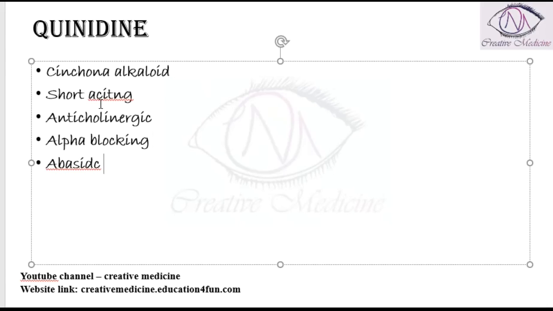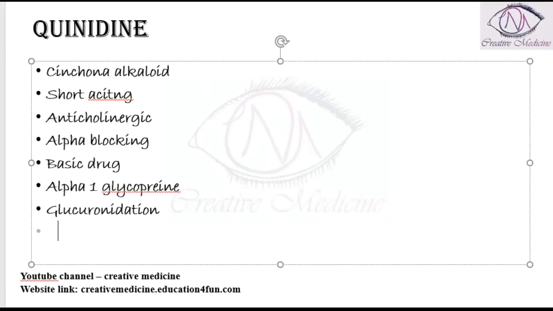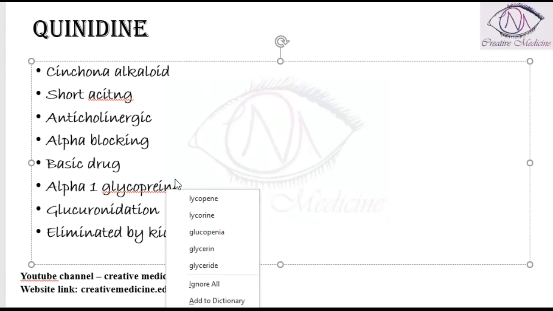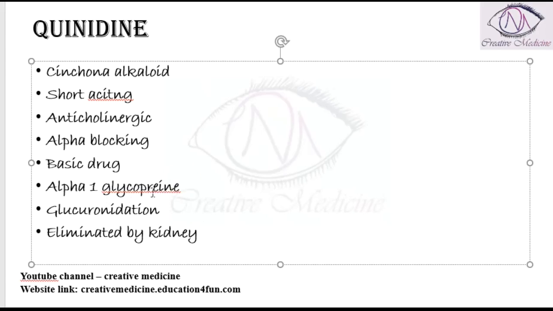Quinidine is a basic drug and it is bound to alpha 1 glycoprotein. Quinidine will undergo glucuronidation and is eliminated by the kidneys.